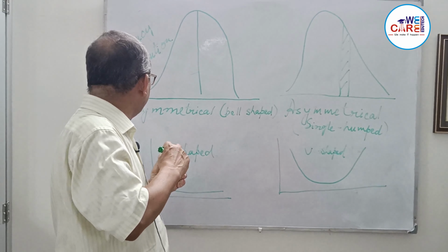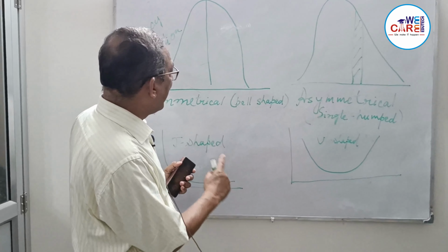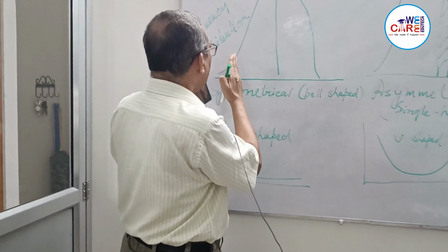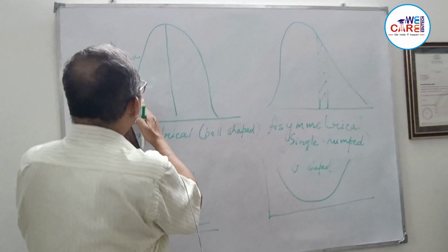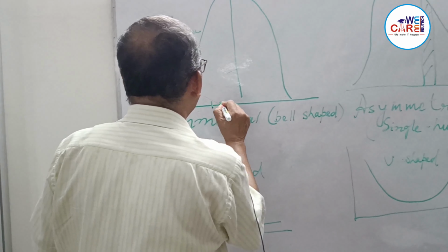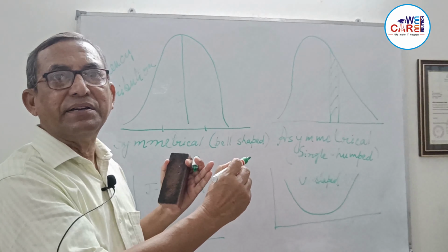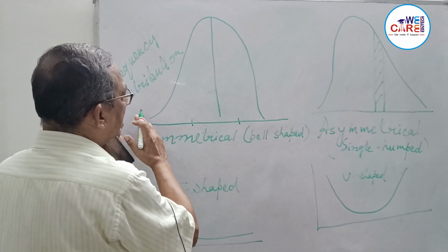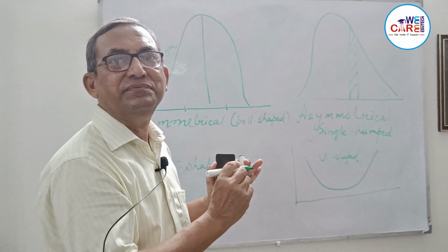These frequency distributions are sometimes symmetrical, that is, bell shaped. That means it starts from a very low number to a high number, but most of the numbers are present in the middle portion, so the curve will be bell shaped. That is, in the two parts, the right hand and left hand part, the proportions are equal.